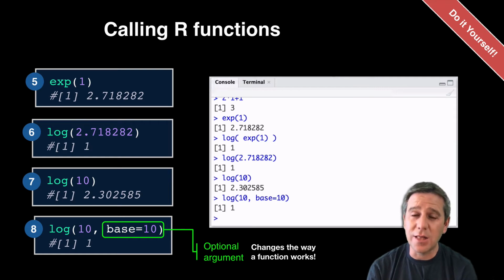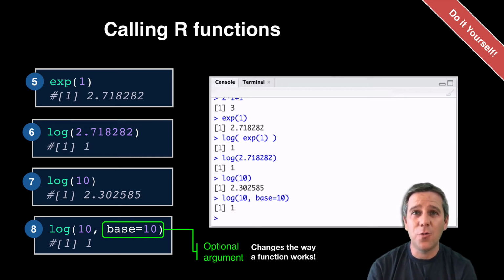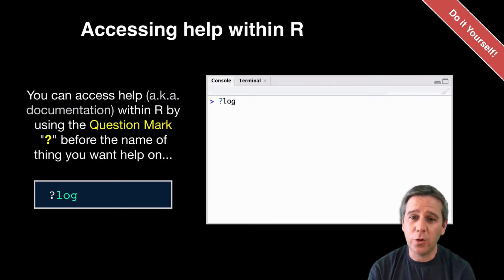They're given inside the parenthesis, as we're doing here with the log call, and they'll change the way the function works and potentially change its output. How do we know what arguments are available, or how we can argue with these functions? Well, we look at the help page. How do we get the help page? Well, we put a question mark in front of whatever it is we want help on.